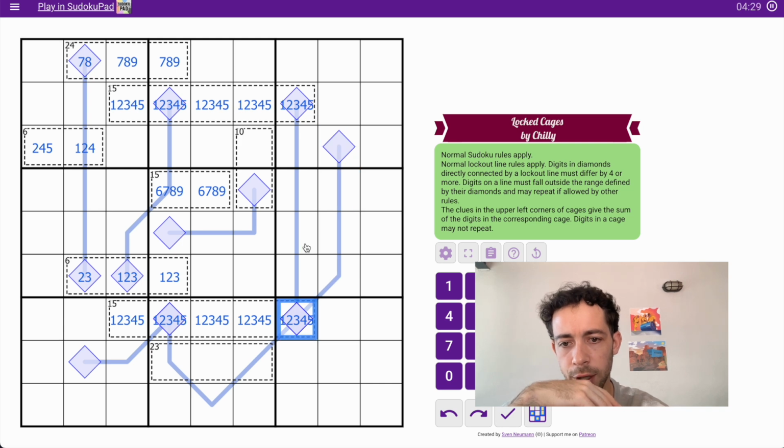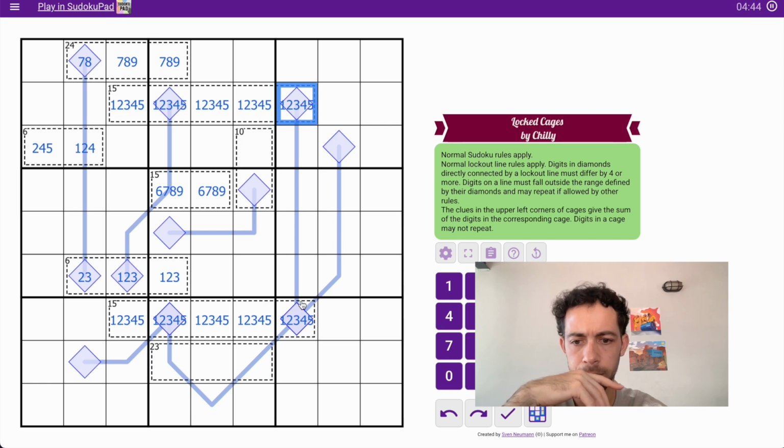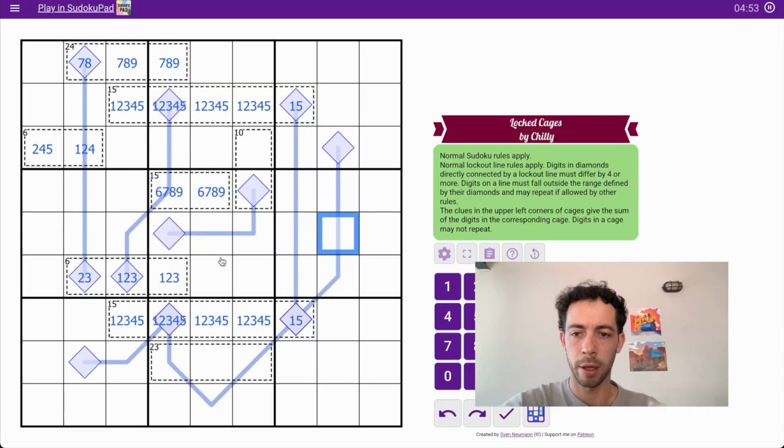So let's look at this one, because this is also a length 6 lockout line. So this has to be 1, 5. Let's keep going.